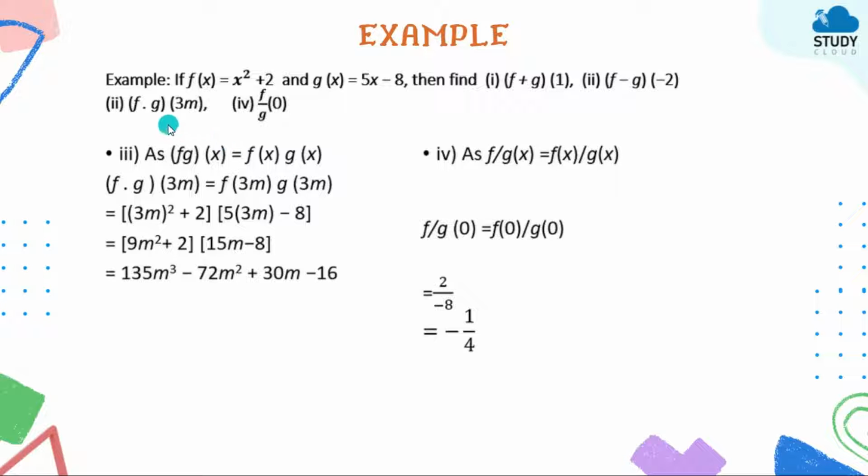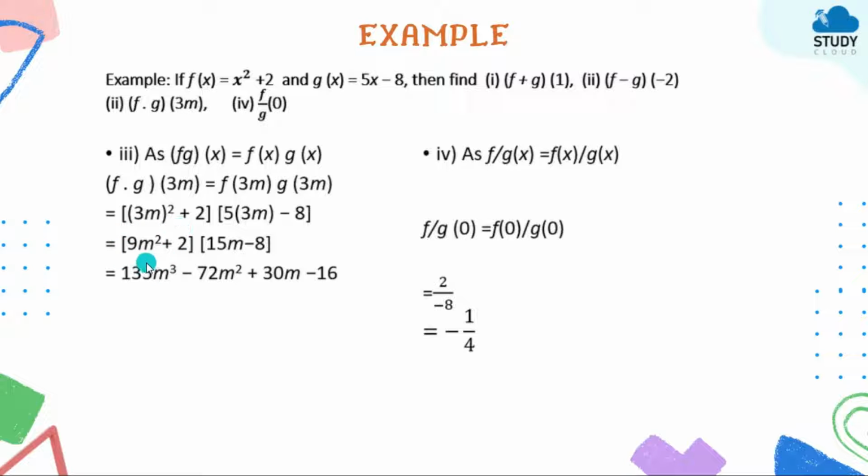Now we'll see the multiplication and division. (f into g) of x means f(x) into g(x). (f into g) of 3m. In place of x here we will put 3m now. f of 3m into g of 3m. So what is f(x)? x square plus 2. In place of x put 3m. That becomes (3m) square plus 2, into, in place of this x put 3m, 5 into 3m minus 8.